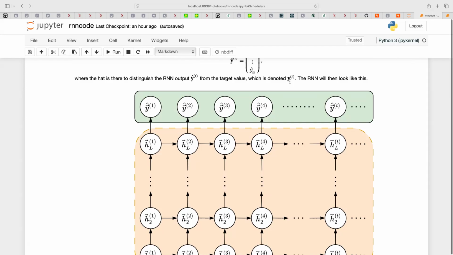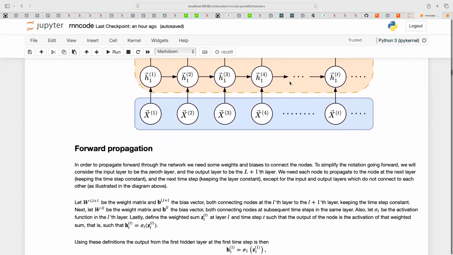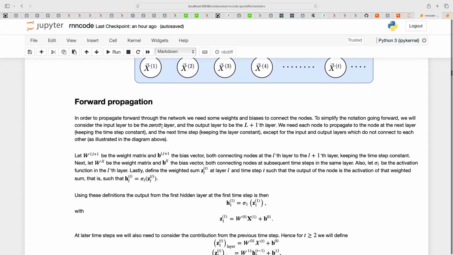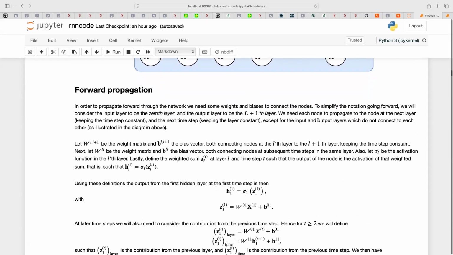Okay, so this is essentially the part where we are going to propagate forward a network, and then we need weights and biases. These are typically initialized in different ways, but the most common one is to use a Gaussian initialization with random numbers. In this case, as I said, the zeroth layer and the output layer are going to be labeled either with 0 or L plus 1. And then we need each node to propagate to the node at the next layer, keeping the time step constant, and to the next time step, keeping the layer constant. So this is the type of connections which we are setting up.